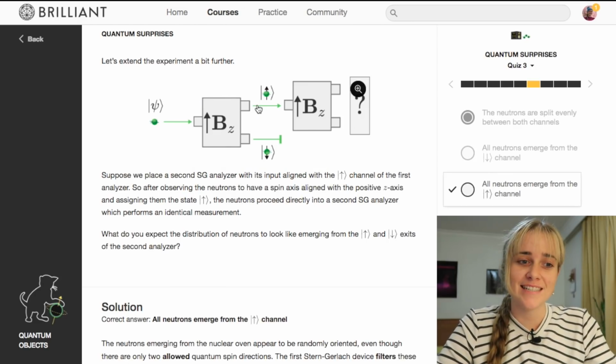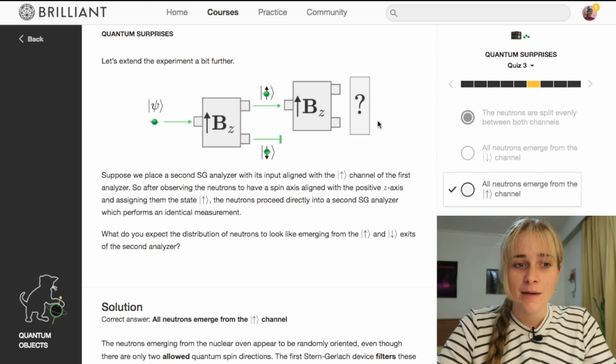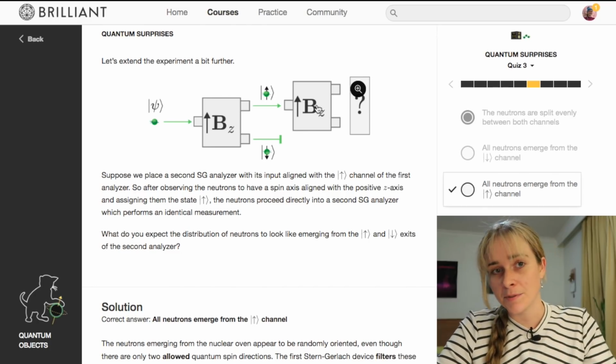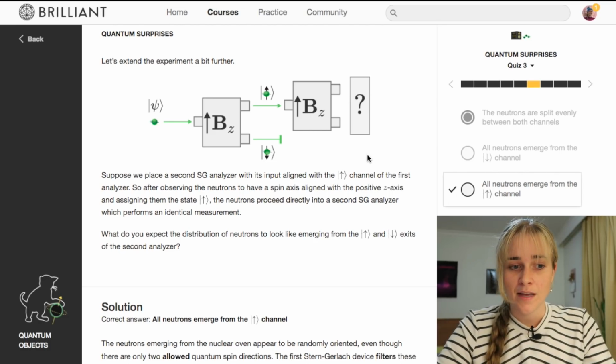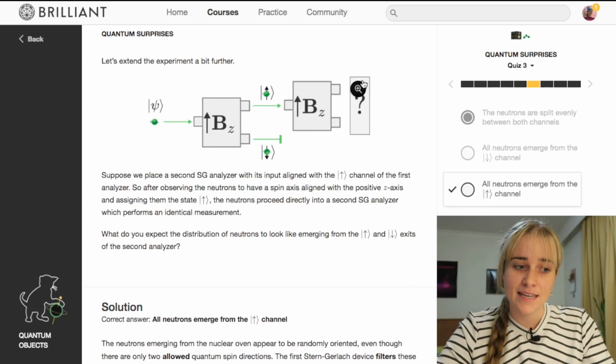Okay, so we're going to extend the experiment a bit here, and the first part of it is just our ordinary experiment we've been talking about. We're going to add a second Stern-Gerlach analyzer such that the output, which is in the spin-up state, will become the input into our second analyzer, and then again it will split it into being either spin-up or spin-down. We were asked what we expect the distribution to look like as it emerges from these two output states here.